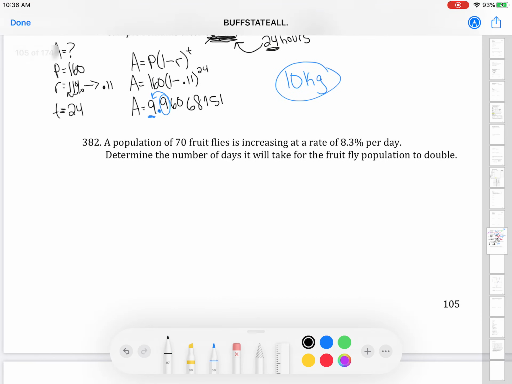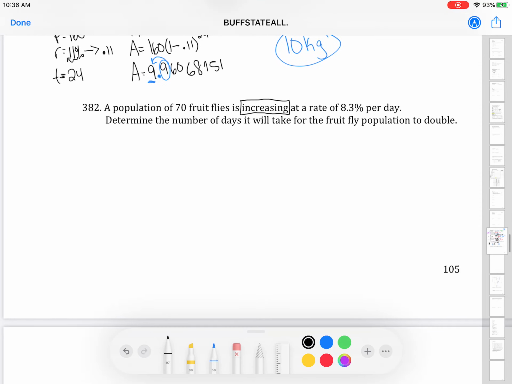Okay, this next example's going to be a little bit different, and you'll see why in just a second, but we're going to start it the same way. So a population of 70 fruit flies is increasing at a rate of 8.3% per day. There's my keyword that tells me this is going to be plus in my formula. Determine the number of days it will take for the fruit fly population to double.